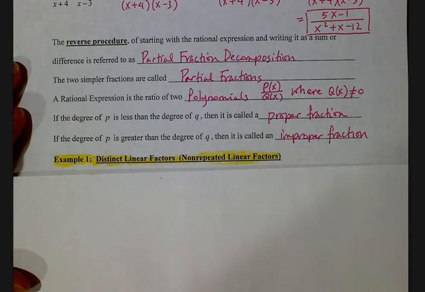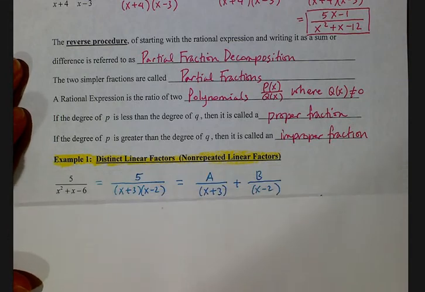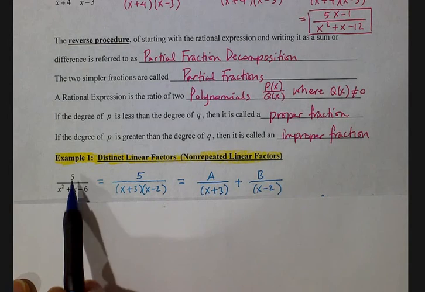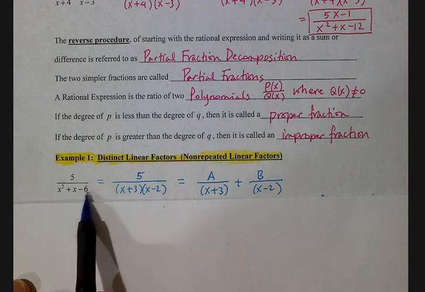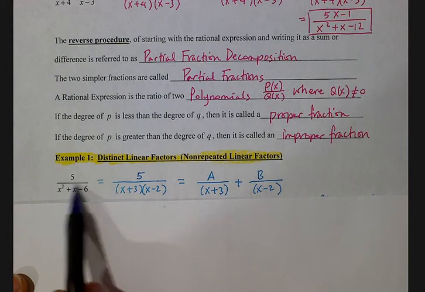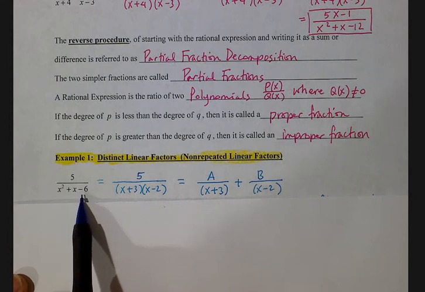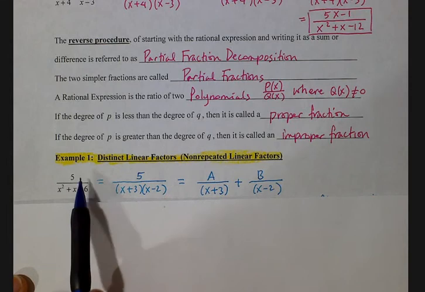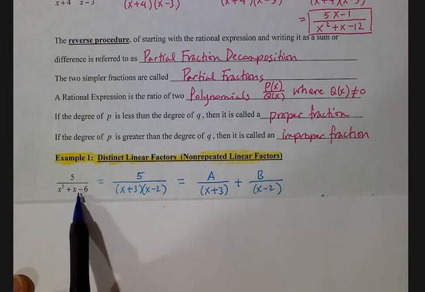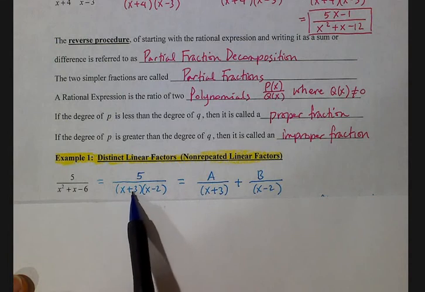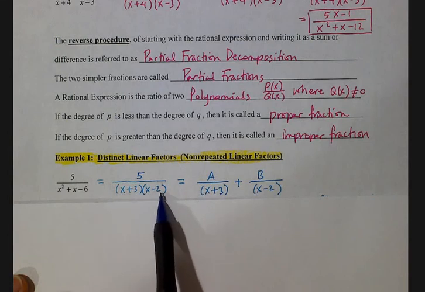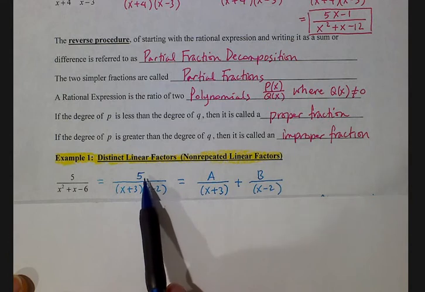So the first example is called distinct linear factors, and they are non-repeated linear factors. All right, so this is what's given, 5 over x squared plus x minus 6. And the first thing you'll do is to factor completely your denominator. Oh, actually, the first thing on this is you want to make sure that this is a proper fraction. So the numerator's power has to be less than the denominator's power, which it is. Okay, then you factor the denominator, so that gives you x plus 3 and an x minus 2. And then up in the numerator, you keep the 5.